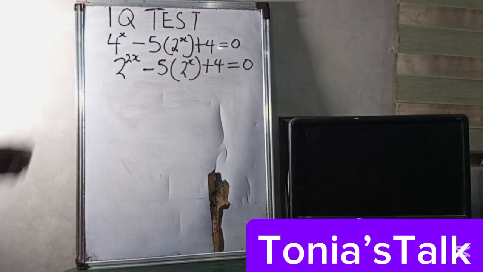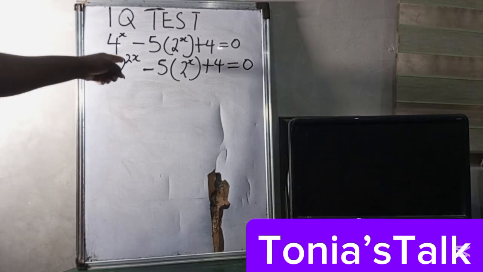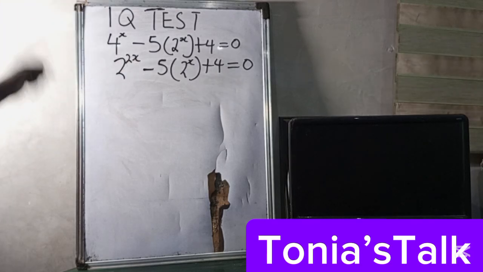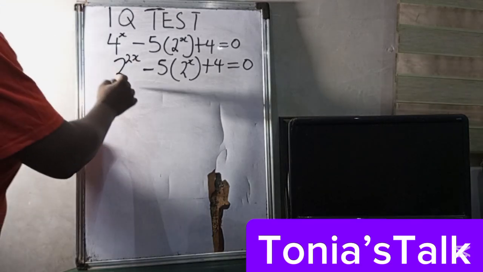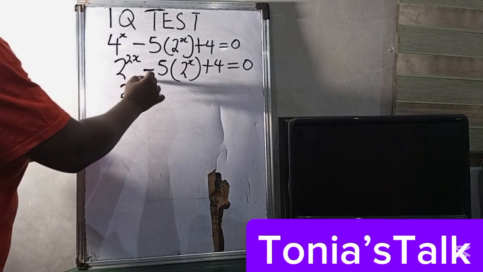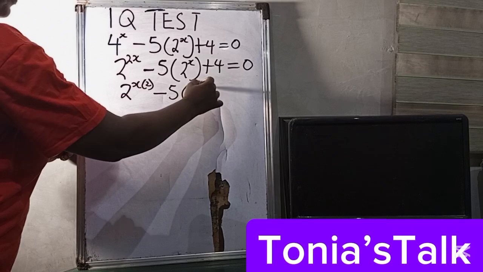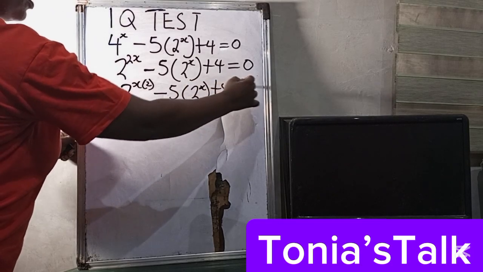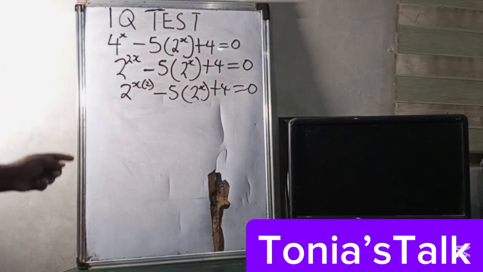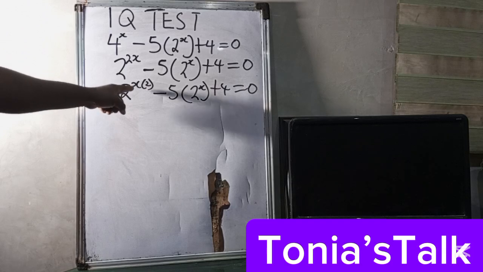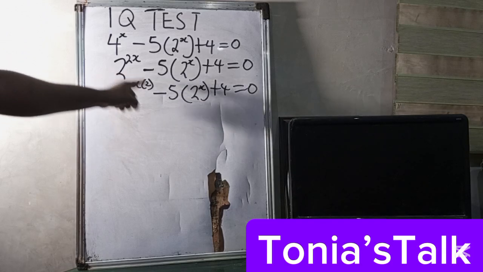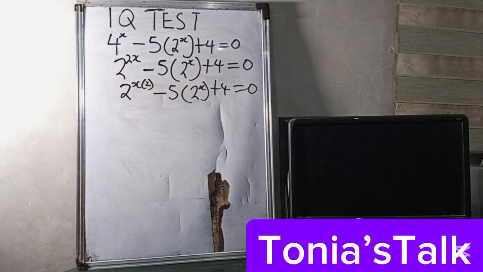You can interchange this 2 raised to power 2x to 2 raised to power x bracket 2, and that will give you 2 raised to power x bracket 2 minus 5 bracket 2 raised to power x plus 4 equal to 0. So in this case, you are saying that there is 2 raised to power x and 2 raised to power x. You can change them to y.